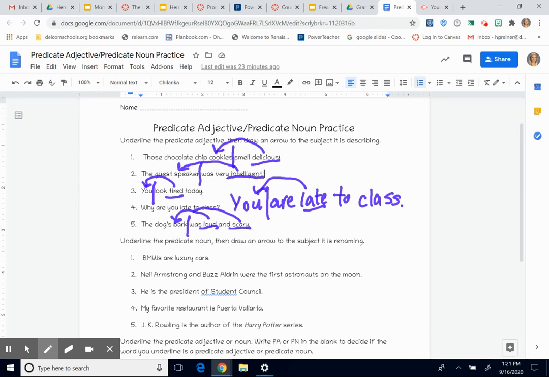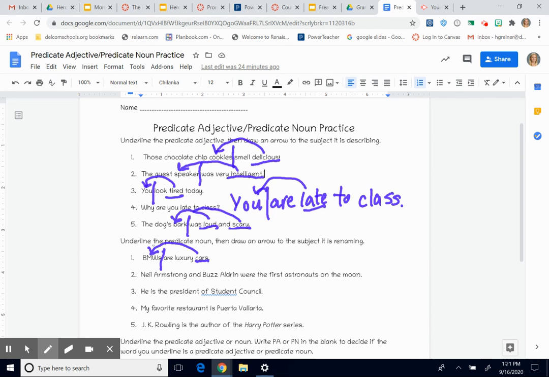Now we just did predicate adjectives. In the next 5, we are going to focus on predicate nouns, so words that rename the subject, not describe them like adjectives do, but what rename them. So BMWs are luxury cars. Again, we're going to draw our line in front of the linking verb. And then we are going to find the noun that renames our subject. So cars renames BMWs.